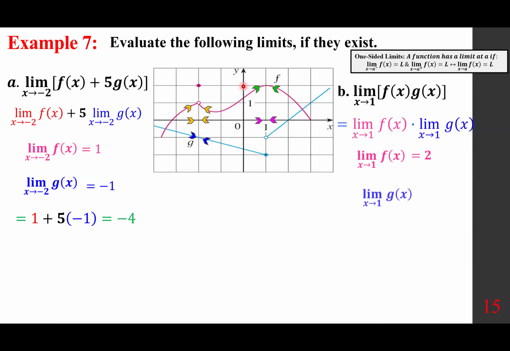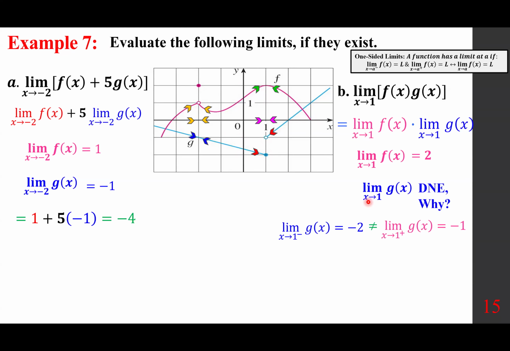But for g of x, from the left, we go right here, and this one has a y coordinate -2. And from the right, we are moving towards this hole, which has a y coordinate -1. So the limit of g of x as x approaches 1 doesn't exist because the one-sided limits are different. Therefore, we say the limit of the product doesn't exist.